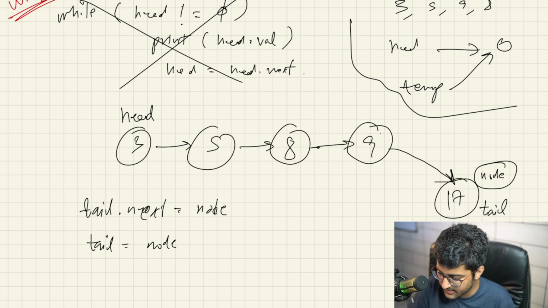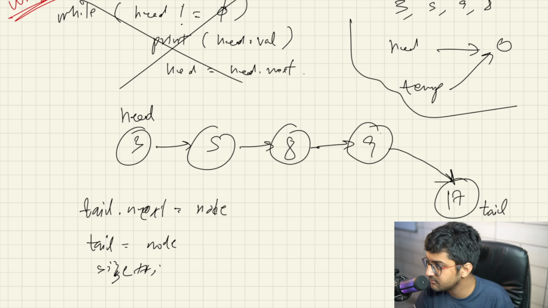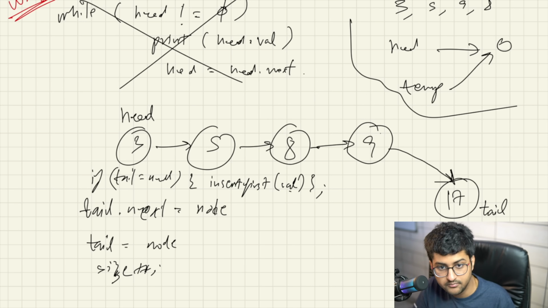Obviously, when this function gets over, the node pointer that is over here will go out of scope, right? Pretty basic scoping stuff. Okay, size plus plus. That's it. And one more thing we want to do is, if tail is equal to null, it means that nothing is over there, then I can just call the previous method that I just showed. I can say insert first value. Cool. That's it.